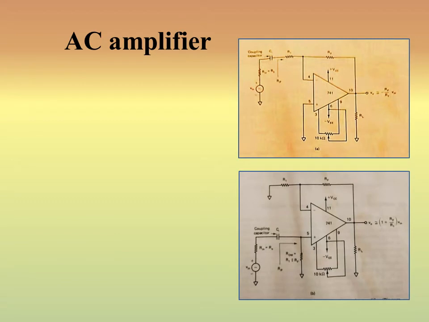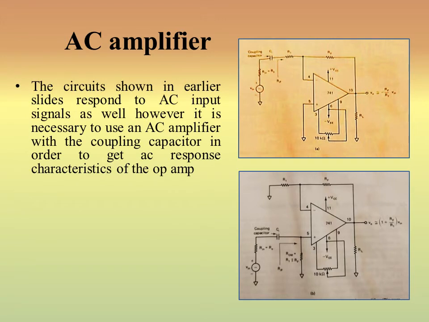Now we'll discuss the AC amplifier. Here is a basic diagram of an AC amplifier. In one figure you can see the input is connected at the inverting end, and in the other circuit diagram you can see that the input is connected to the non-inverting end. These circuits are similar to the circuits shown before. The circuits shown in earlier slides respond to AC input signals as well.